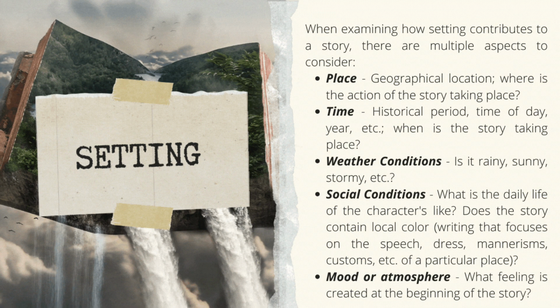Is it rainy, sunny, stormy, etc.? Next is the social conditions. What is the daily life of the main characters like? Does the story contain local color, writing that focuses on the speech, dress, mannerisms, customs, etc. of a particular place? And the last aspect to consider is the mood or atmosphere. What feeling is created at the beginning of the story?